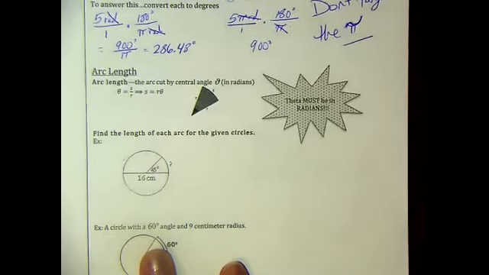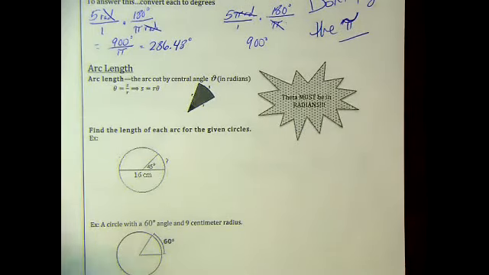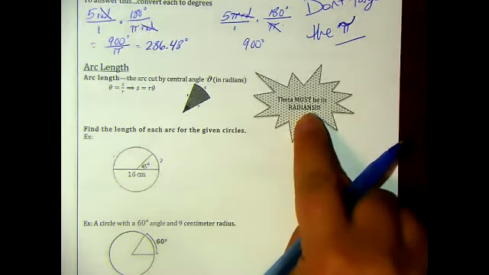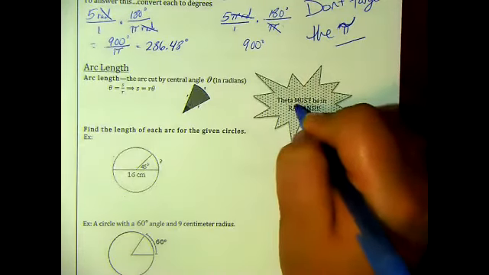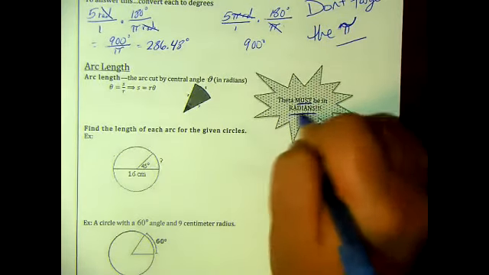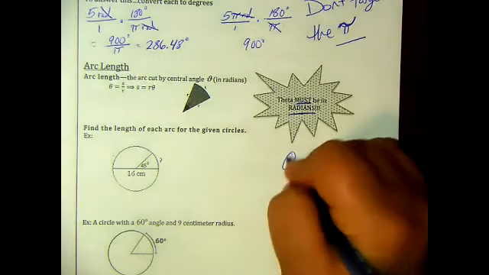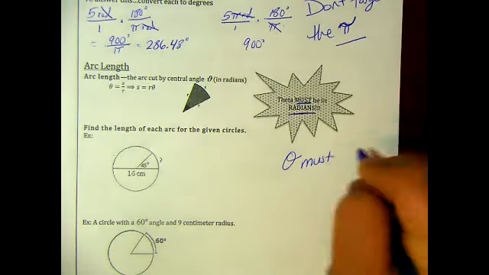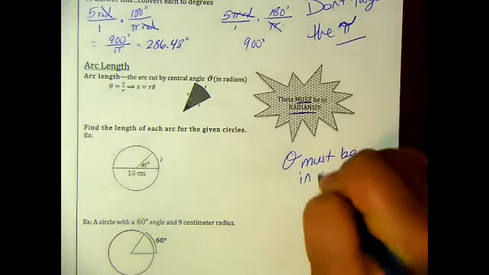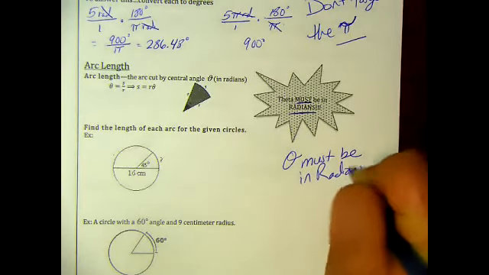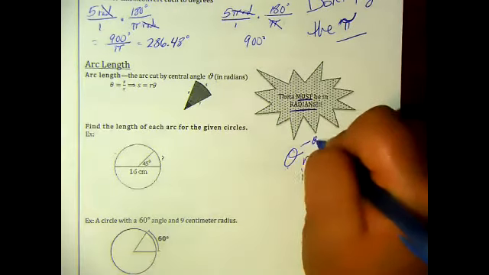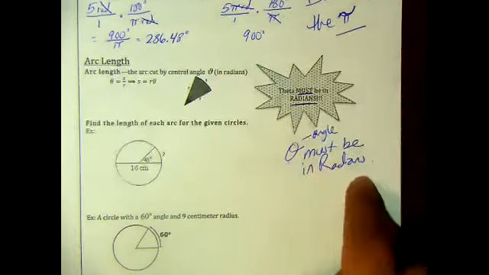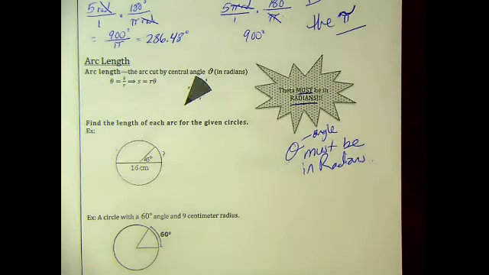Okay, so arc length, okay? I don't know if it showed up in your notes as colorful, but this says that theta must be in radians. Okay. So what does that mean? That means your angle must be in radians. And you're like, Miss K, you're talking gibberish to me.